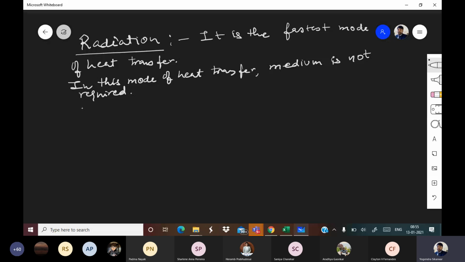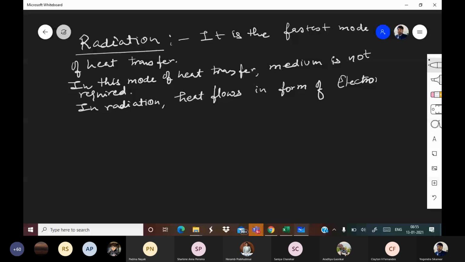So in radiation, heat flows in the form of EM waves, electromagnetic waves. So in radiation, heat flows in the form of electromagnetic waves.